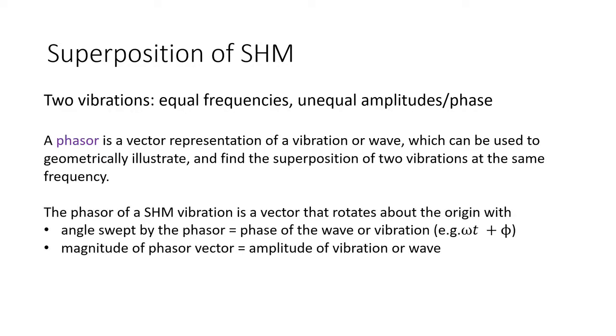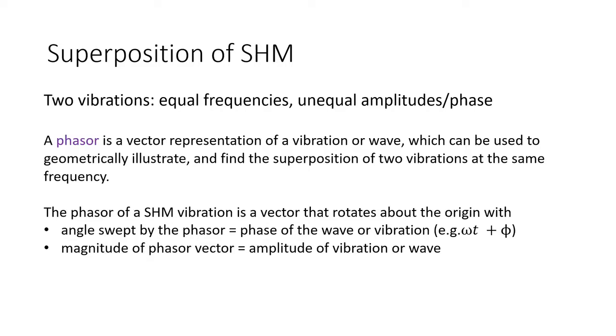Now, how it works is that the angle set by the phasor is simply that omega t plus phi term. It is the phase of the vibration or of the wave. In other words, it's the angle that gets fed to the cosine function. And the magnitude of the phasor vector, in other words, the length of the vector, is just the amplitude of the vibration or wave.